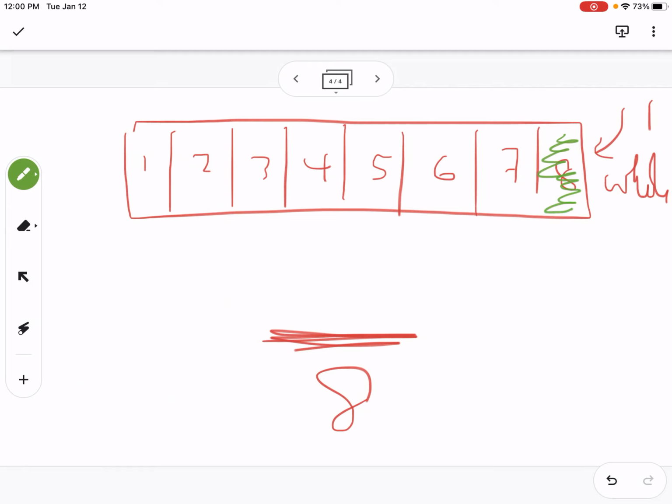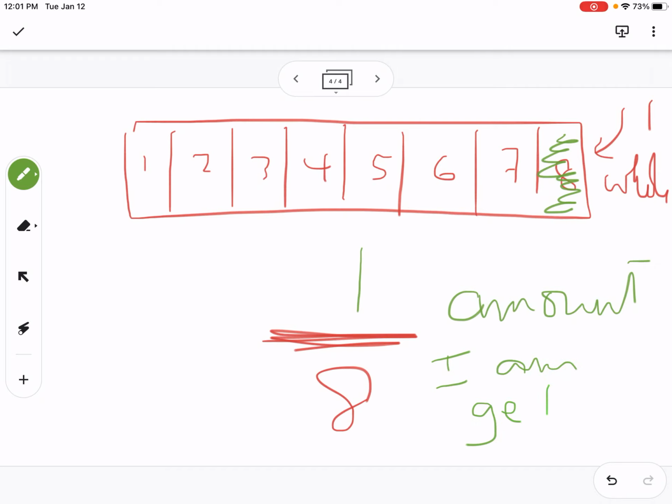So here's a question. What fraction of the chocolate bar am I getting? Well, 8 parts to make the whole, so 8 is the bottom number. How many am I talking about? I'm talking about what I'm getting. I'm getting 1. So 1/8 is the amount that I am getting. 1/8 of the chocolate bar.